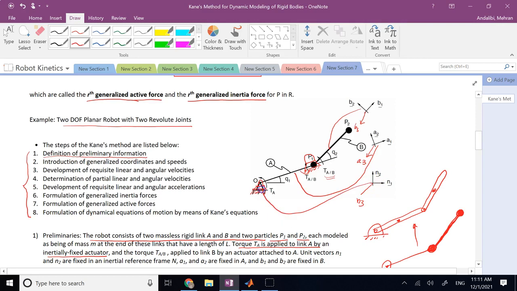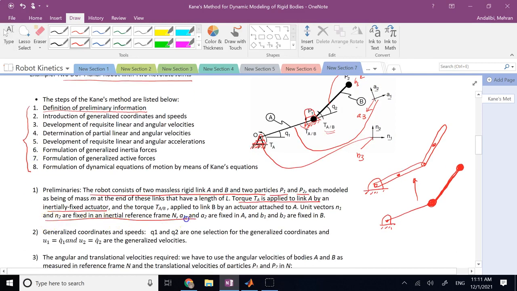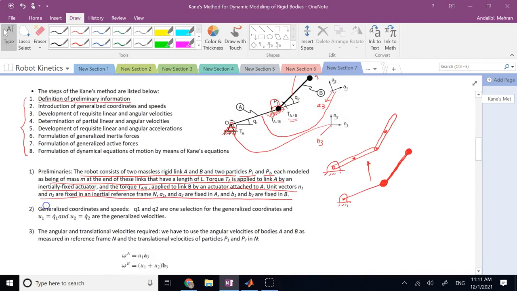They are the inertial frame. So just like the DH method, I use A1, A2, A3, B1, B2, B3, and N1, N2, N3, and I have explained all of them for you. Here we describe the geometry of the system and the coordinate frames that we use, and these are called the preliminaries. That's step number 1.